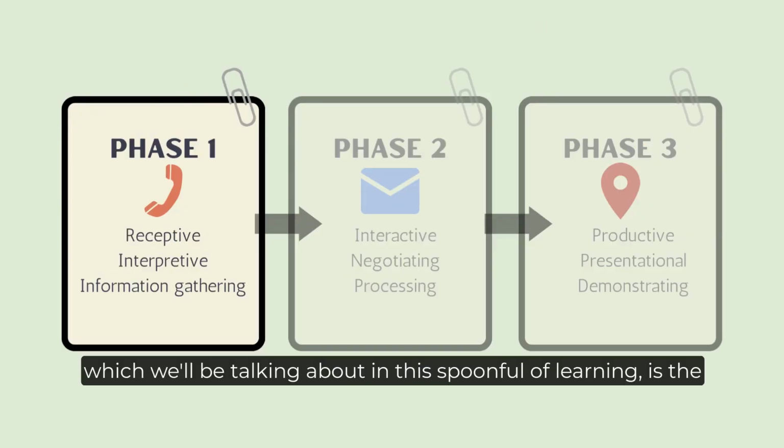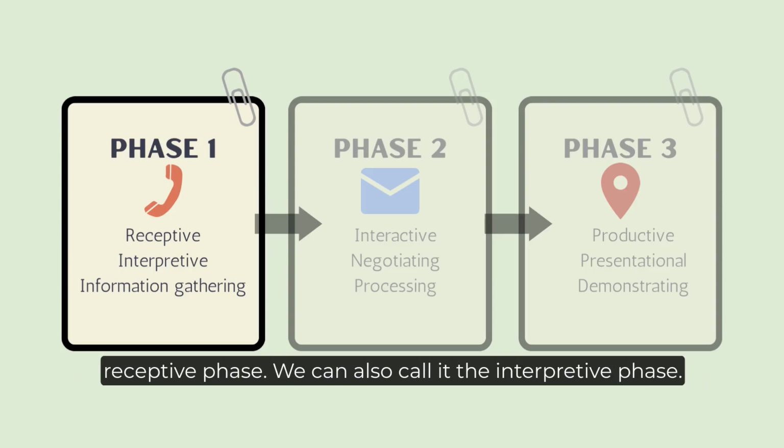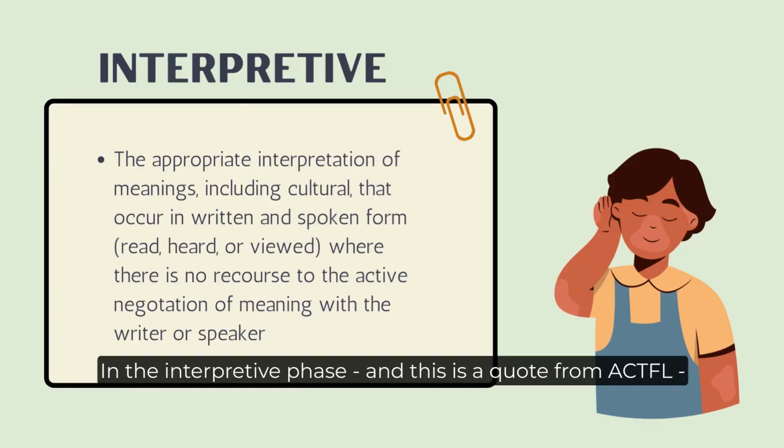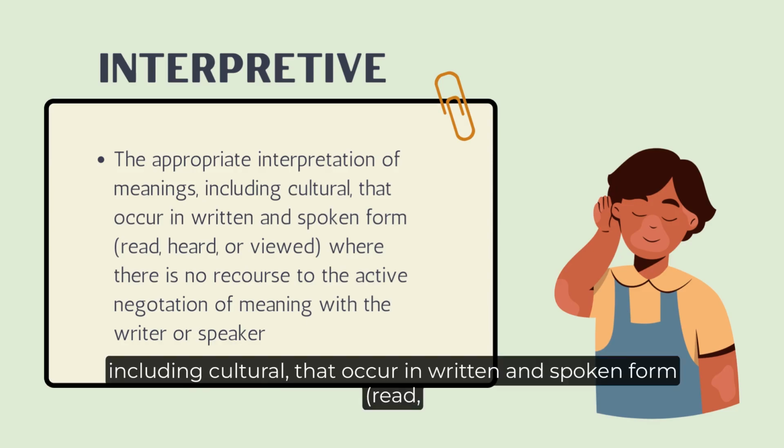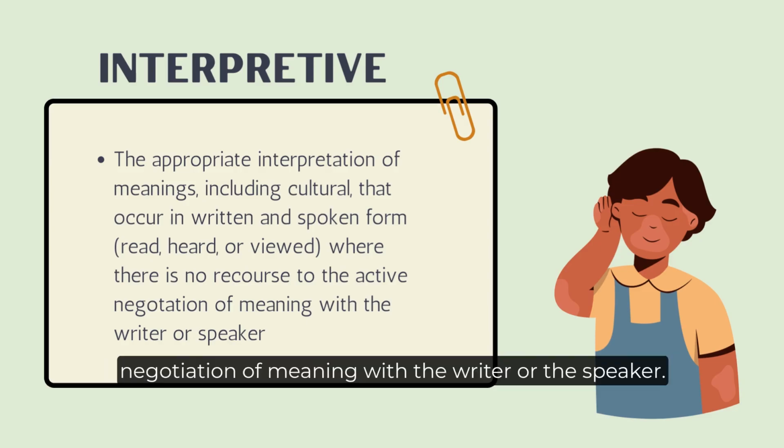Phase 1, which we'll be talking about in this spoonful of learning, is the receptive phase. We can also call it the interpretive phase. This is where we are doing information gathering. In the interpretive phase, and this is a quote from ACTFL, we are pursuing the following: the appropriate interpretation of meanings, including cultural, that occur in written and spoken form, read, heard, or viewed, where there is no recourse to the active negotiation of meaning with the writer or the speaker.